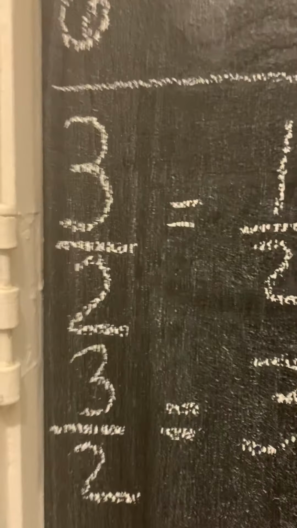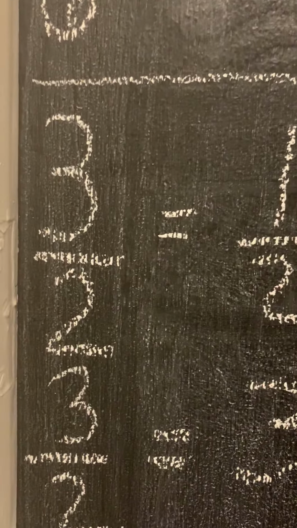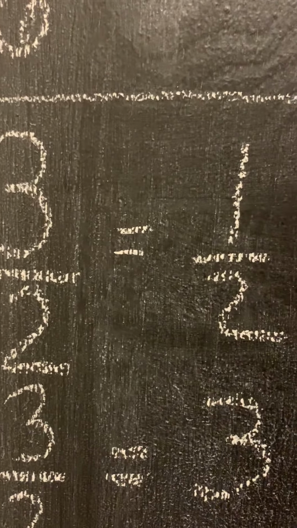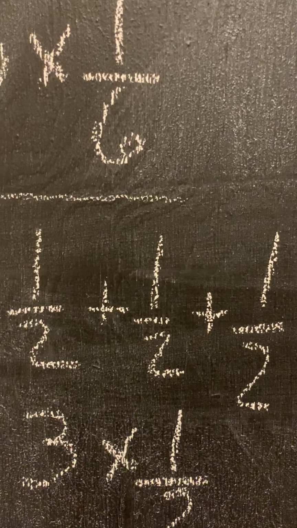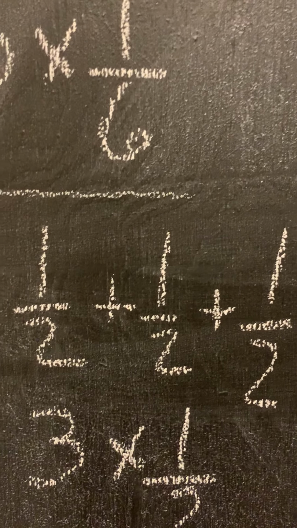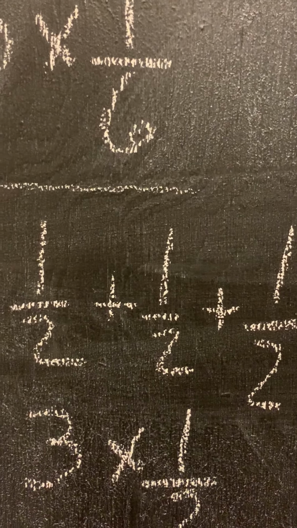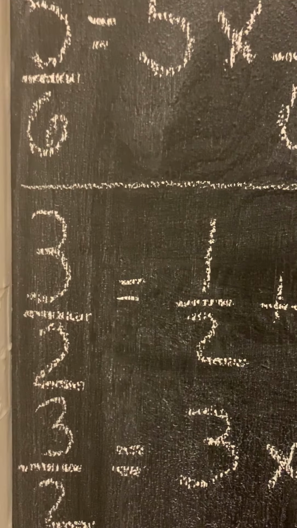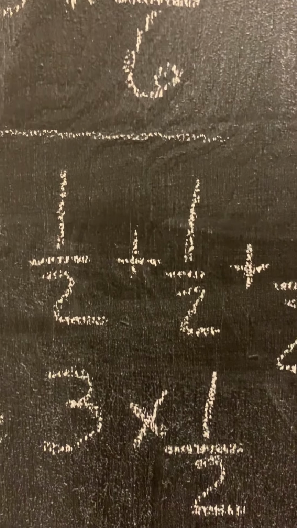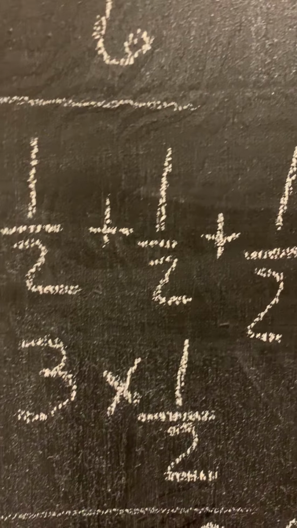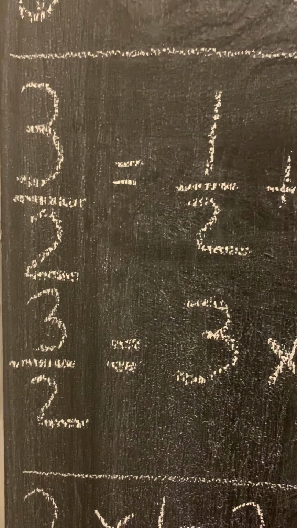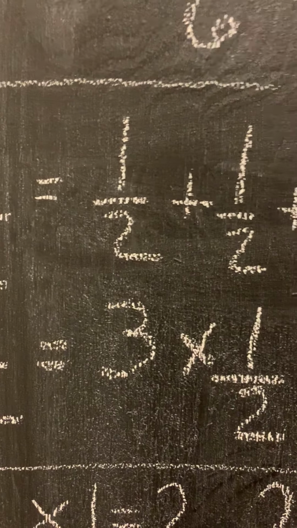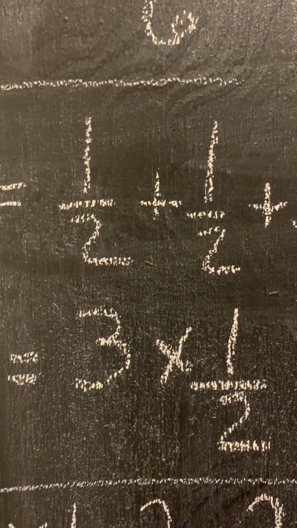So unit fractions to make up 3/2. Well, what goes into 3/2? 1/2 plus 1/2 plus 1/2. That would be 3/2, right? 1/2 plus 1/2 plus 1/2 equals 3/2. But because we did 1/2 three times, we could simply write it as 3 × 1/2. And we get 3/2. Okay, let's keep getting a little bit of practice at this.